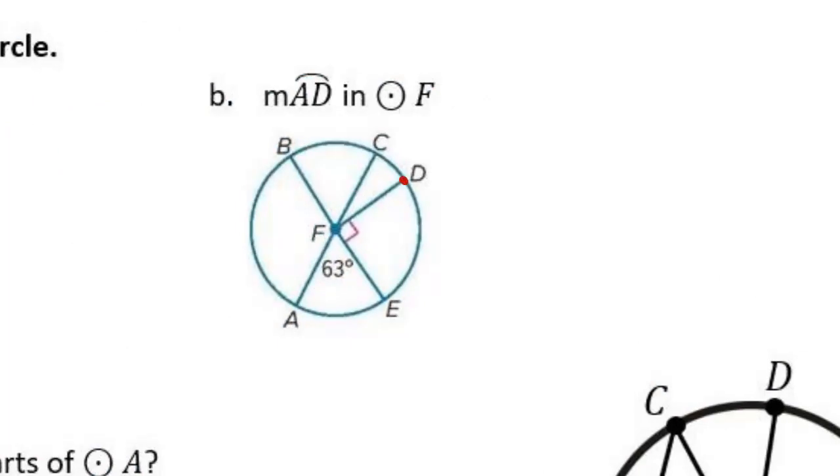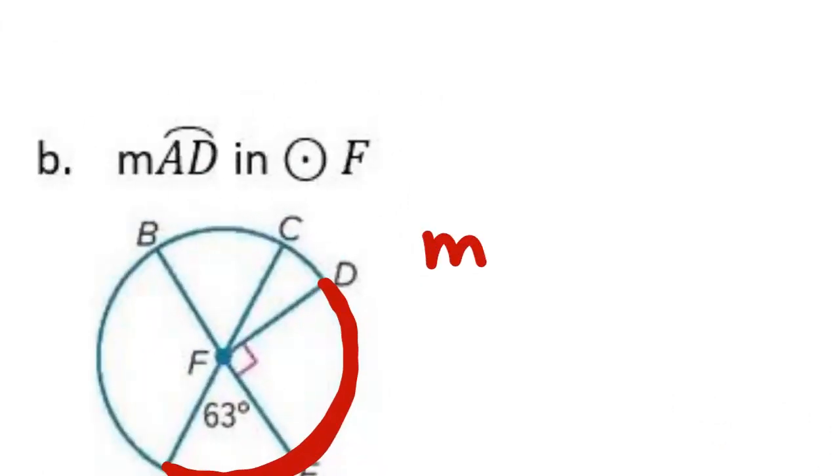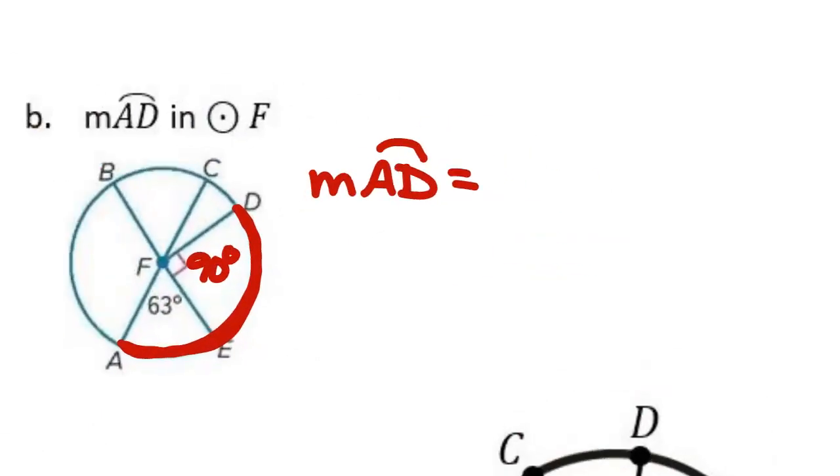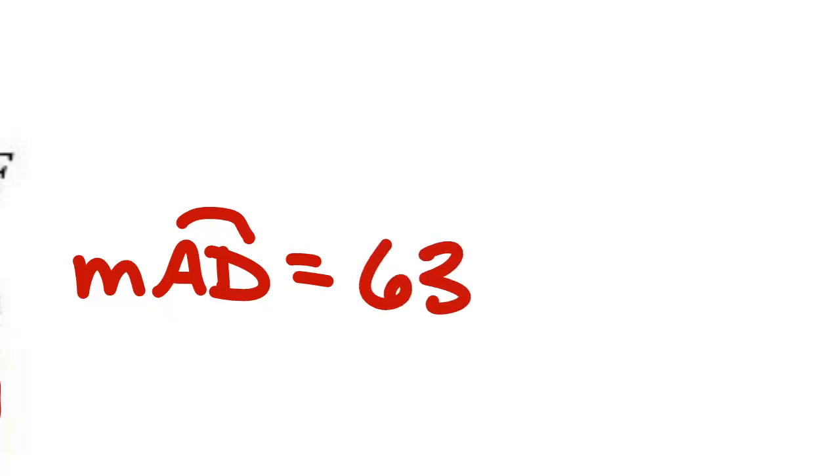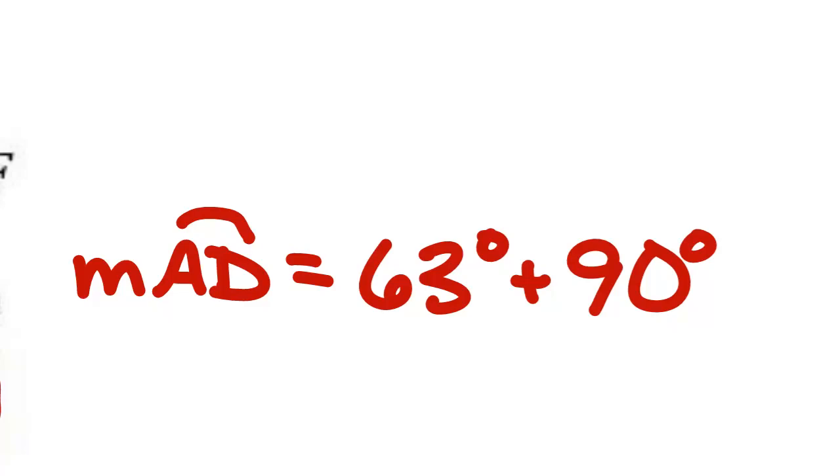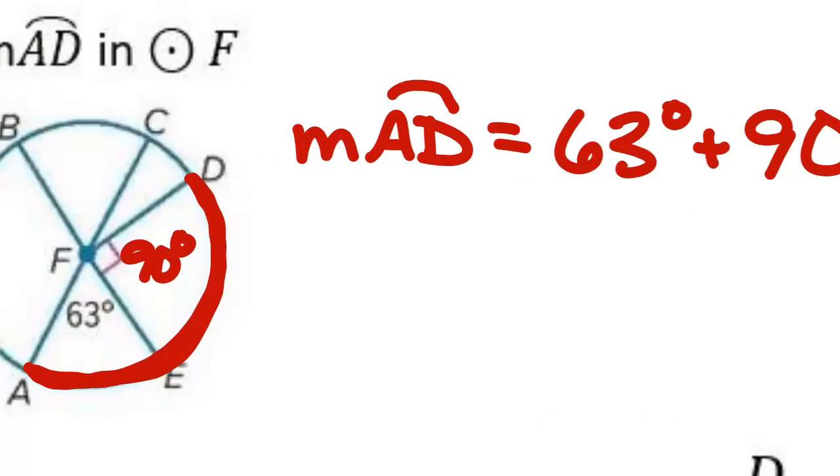How would I find the size of arc AD over here in part B? Add 63 plus 90. And what is 63 plus 90? I'm sorry, I didn't hear how much. 153.